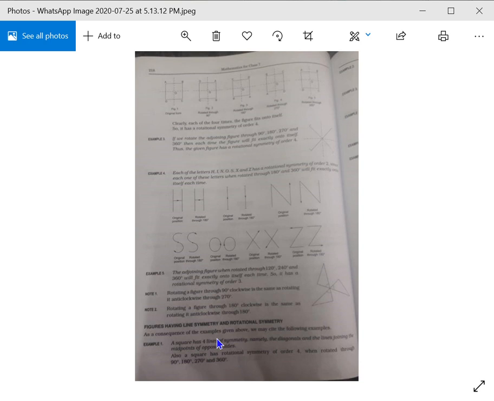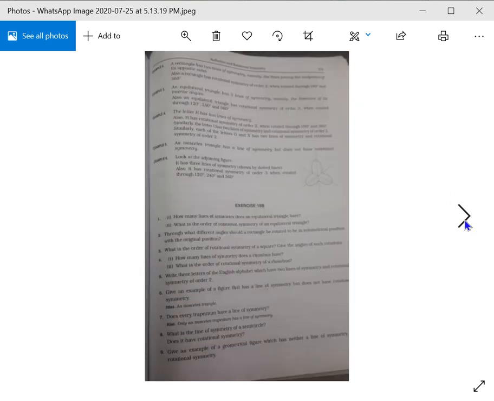Now, figures having both line symmetry and rotational symmetry. Let us see an example. A square has 4 lines of symmetry, namely the diagonals and the lines joining the midpoints of its opposite sides. Also, the square has rotational symmetry of order 4 when rotated through 90, 180, 270 and 360. That means the order of rotation is 4 and the lines of symmetry are also 4.